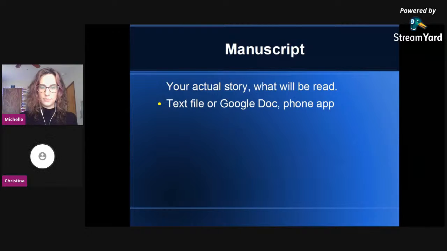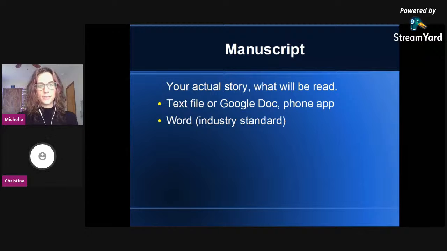Your manuscript, your book, what you've done. So you can do it in a text file, Google Docs, a phone app. You can do it in Word, which is kind of what most publishers want you to use. They'll give you the specs that they want for their publishing company. World Anvil has that manuscript thing now. I believe Campfire Blaze might have something like that now too. I'm not sure.